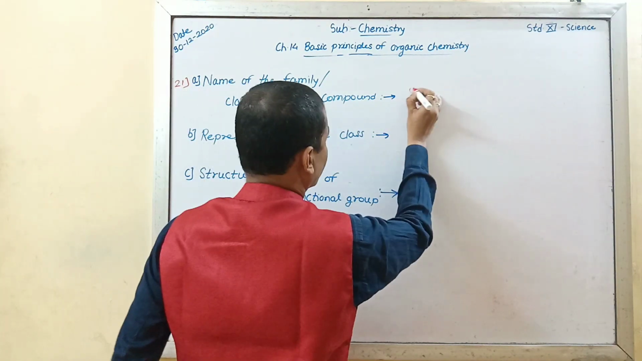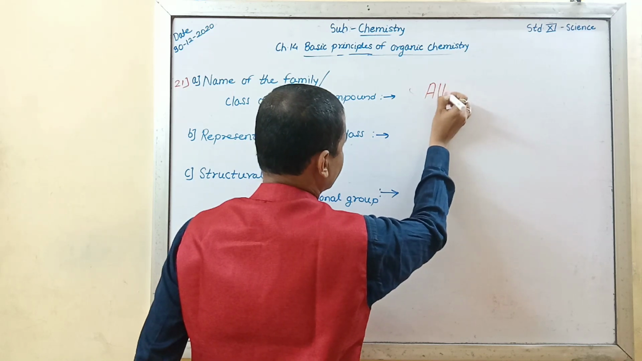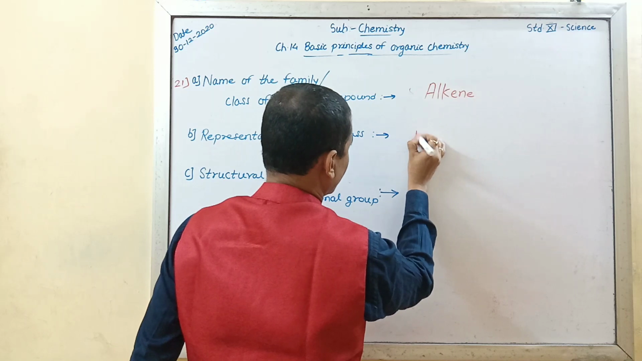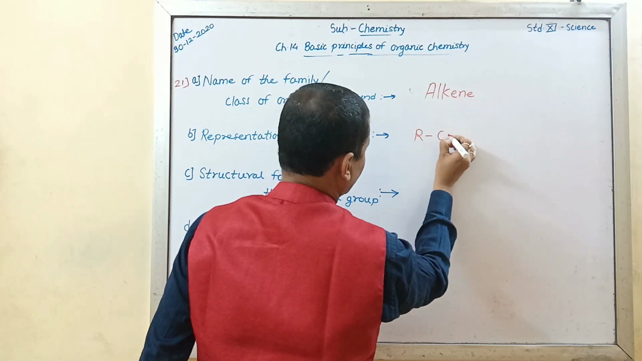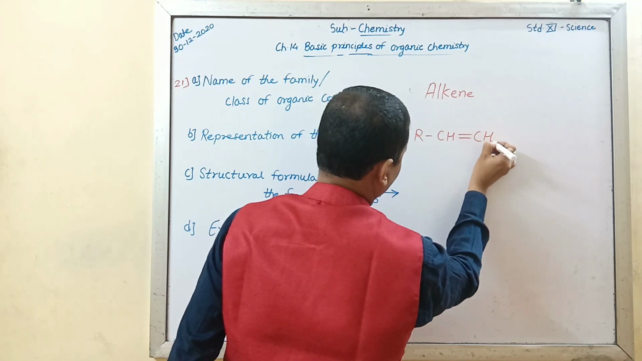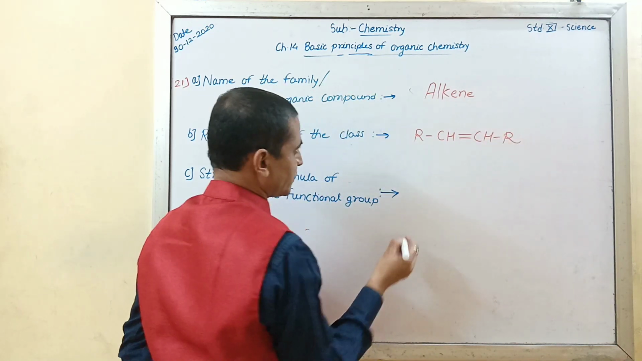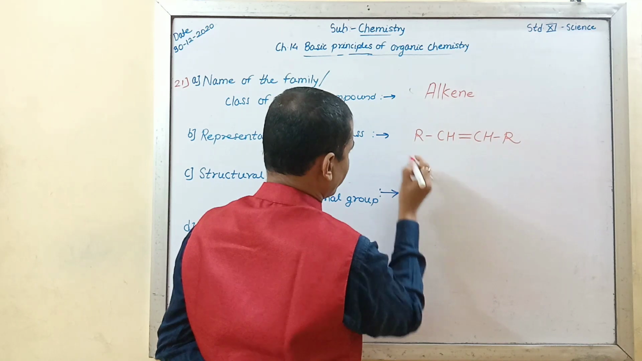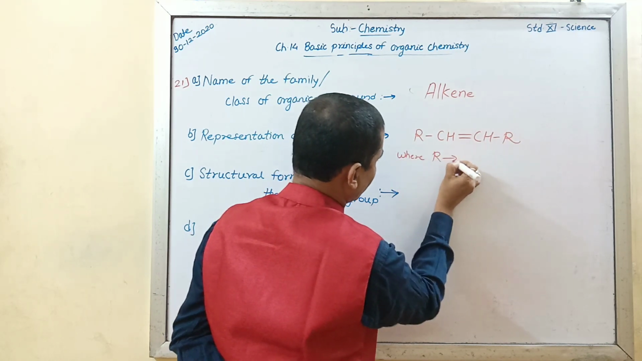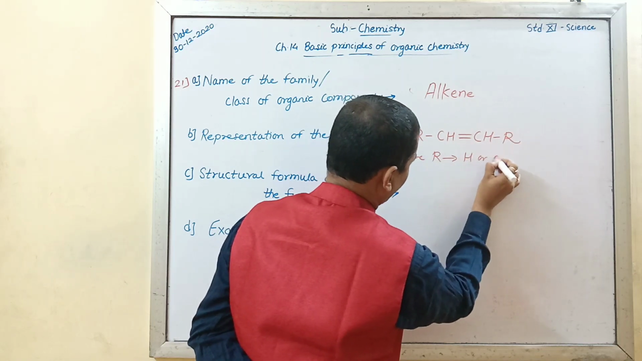Class is what? Alkene. You remember, ene means what? Double bond. So it is written as RCH double bond CHR, where R means hydrogen or an alkyl group.